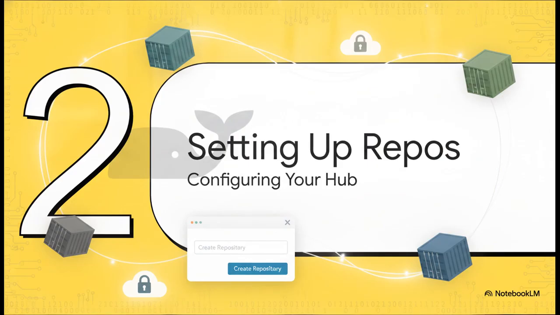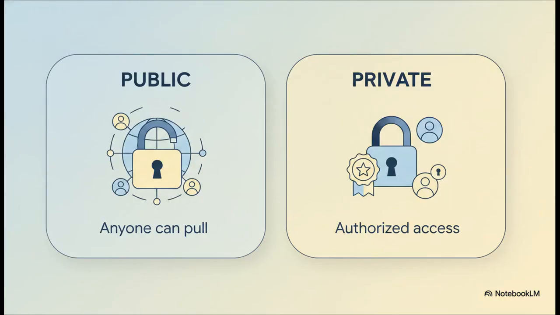Section 2. Setting up your repos. So once you actually sign in and hit that Create Repository button, your absolute most critical choice is your visibility. Much like GitHub, Docker Hub gives you two main flavors, public and private. If you go with public, your image is going to show up in Docker Hub search results. That means anyone on the internet can see it, pull it, and use it, which is fantastic for open source projects. But if you're working on proprietary company software, you are definitely going to select private.